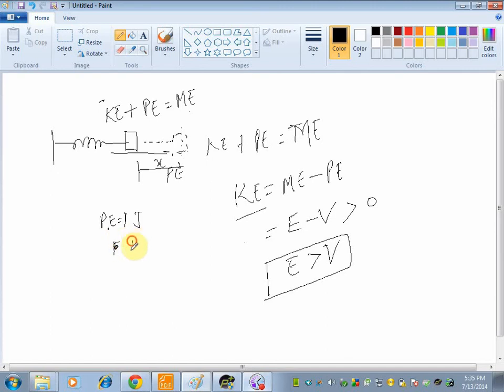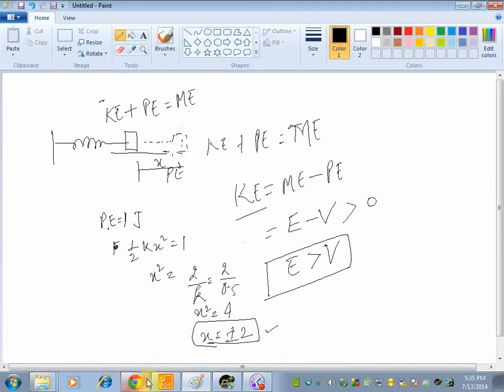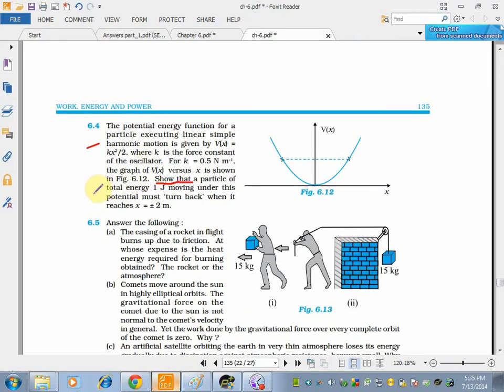And for a spring it is half kx squared is equal to 1. So x squared is equal to 2 by k, and k is 0.5, so it will be 4. So x is equal to plus minus 2. So this is done. It is proved that the value of x is plus minus 2 when it turns back.